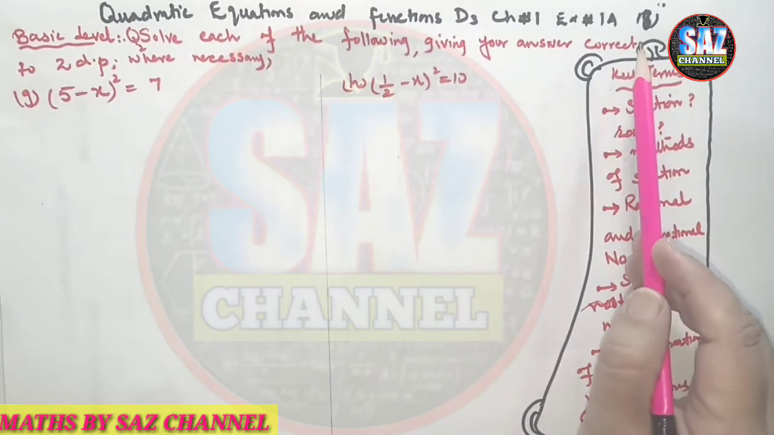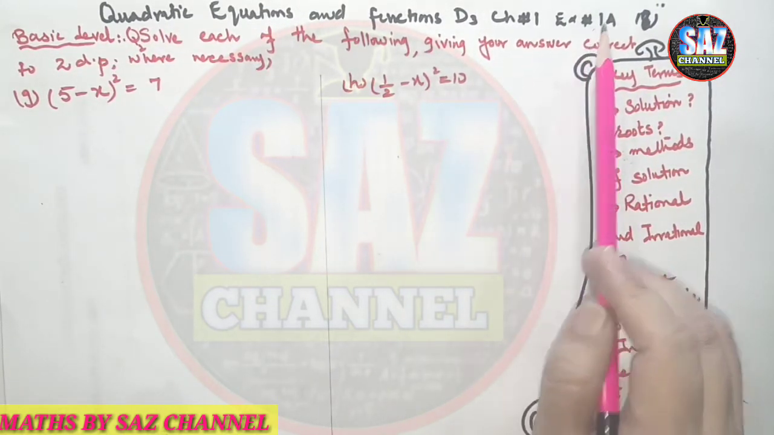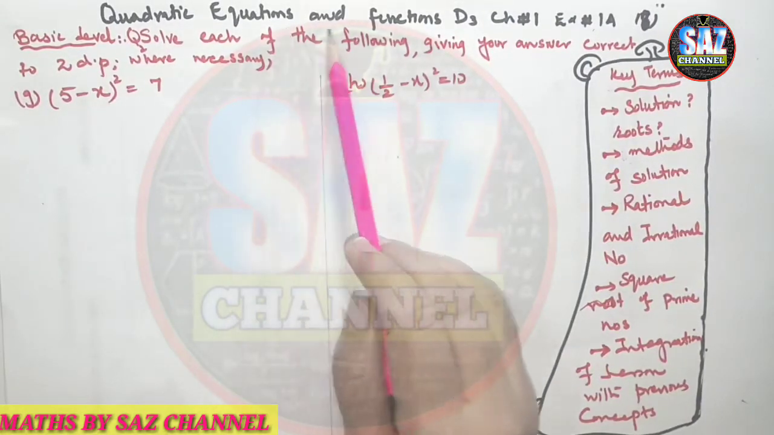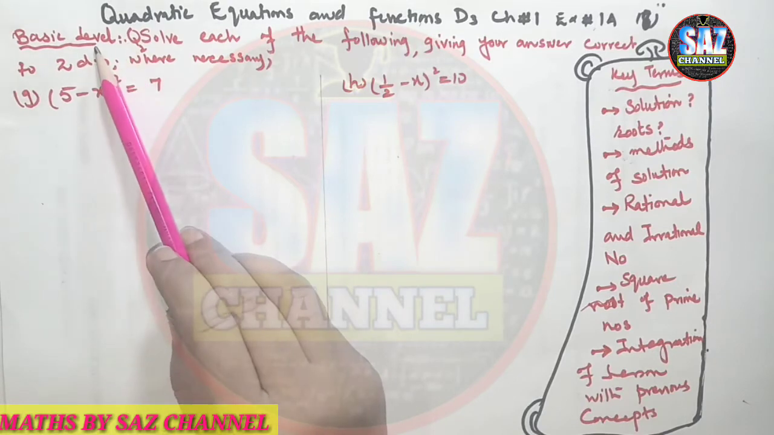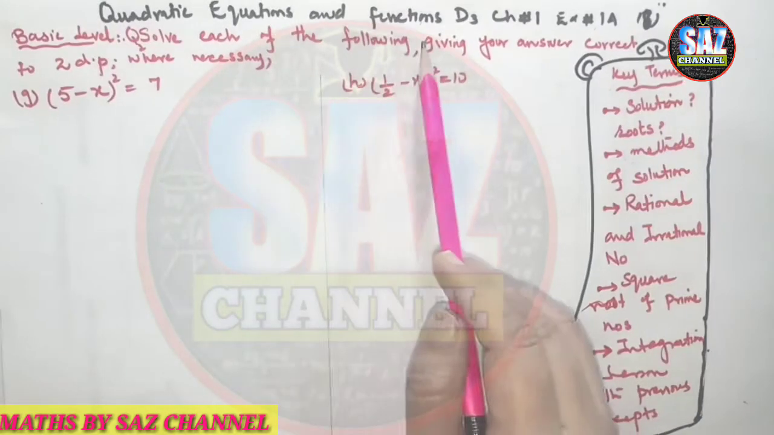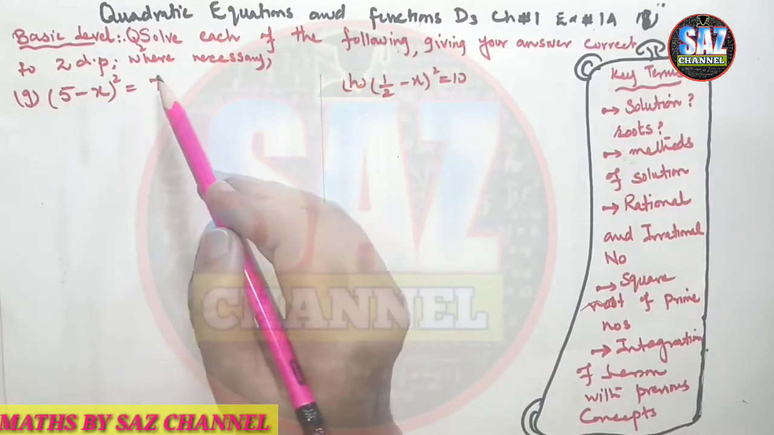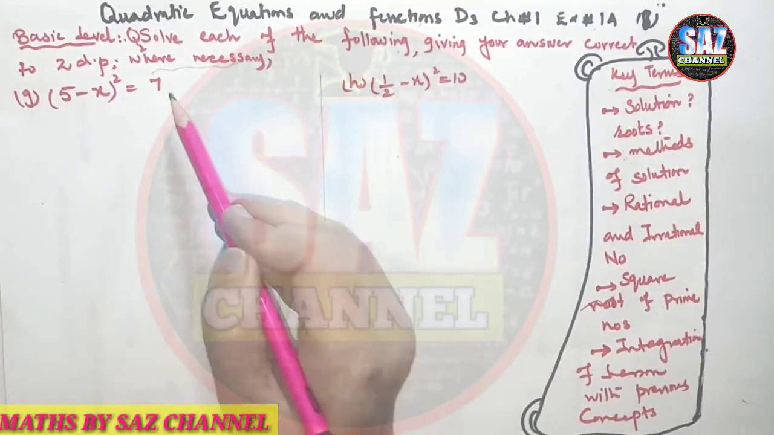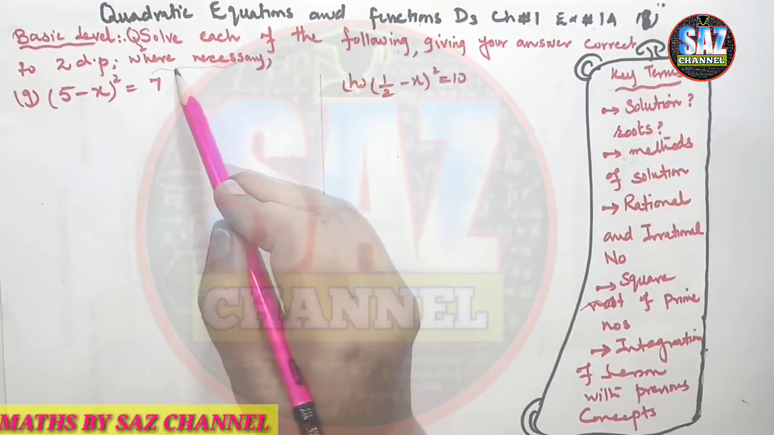This is my 8th lesson of D3 chapter number 1 exercise 1A, about quadratic equations and functions. In this lesson I will solve question number 2, basic level, which says: solve each of the following equations giving your answer correct to 2 decimal places where necessary. Here I will try to explain to you why this term, where necessary, is written.